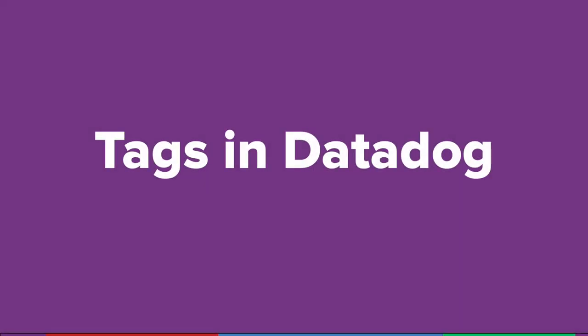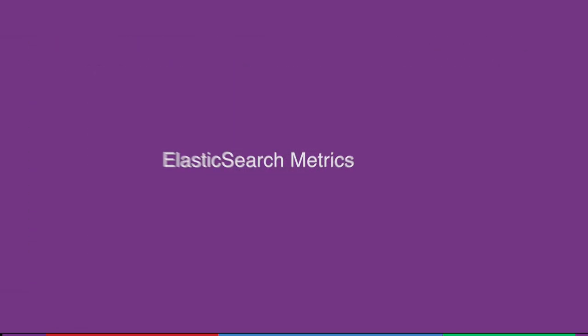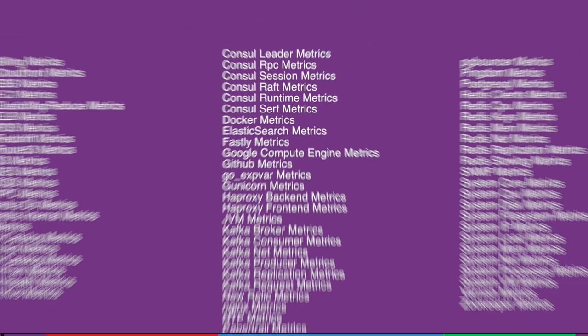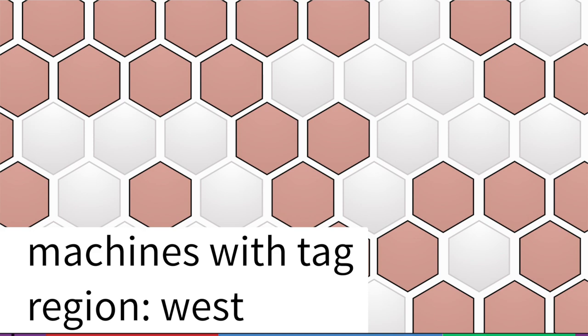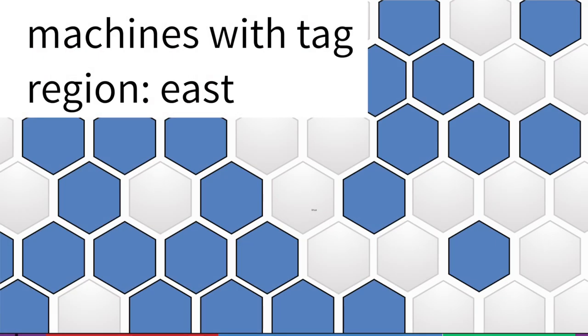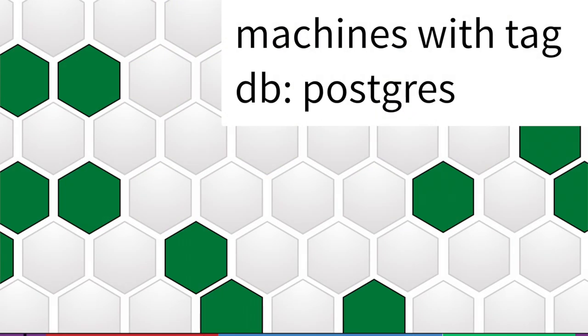Tags in Datadog are a key component of the system. Our users collect hundreds of metrics for each of the machines they monitor. And they each monitor hundreds to thousands of machines. So having a mechanism that allows for easy subsetting and querying of these is incredibly important. And that's the functionality that tags provide.